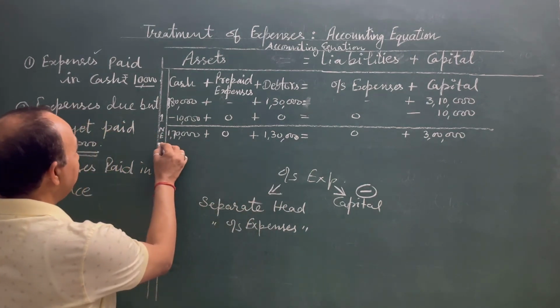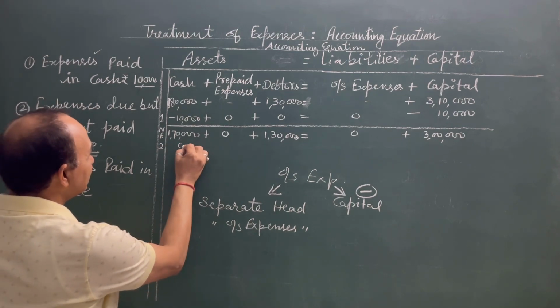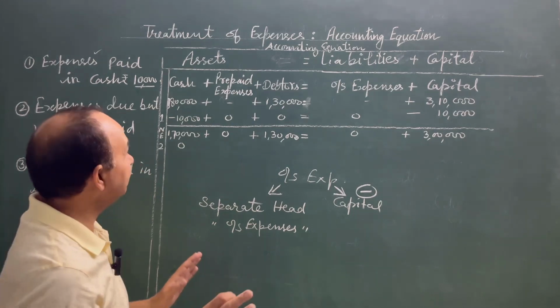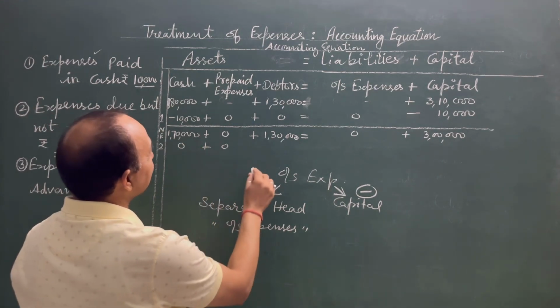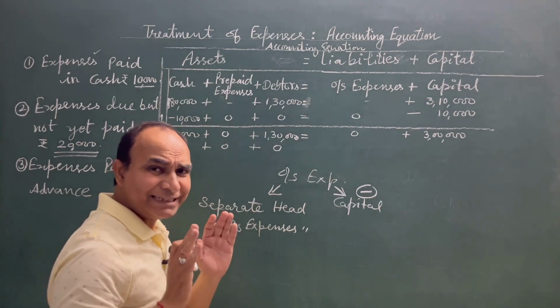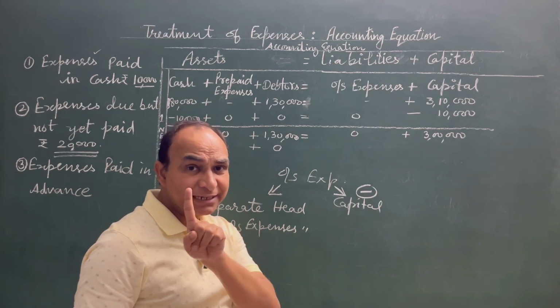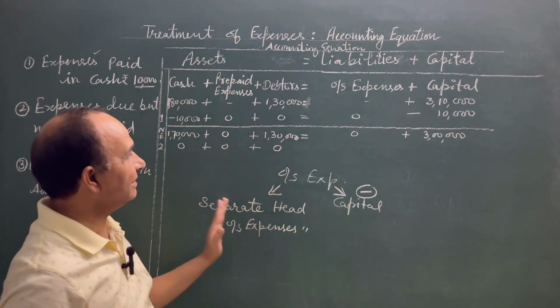So the impact of the second transaction: no effect on cash because we didn't make the payment, no effect on prepaid expenses, no effect on debtors. So one thing is clear, that outstanding expenses do not affect any item on the asset side.